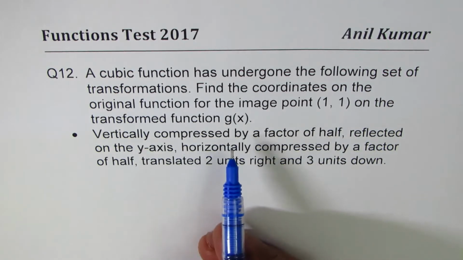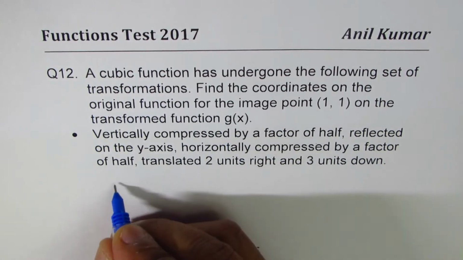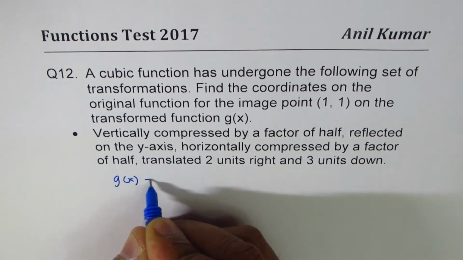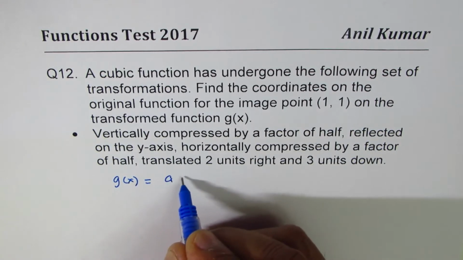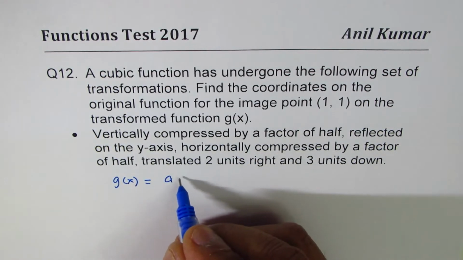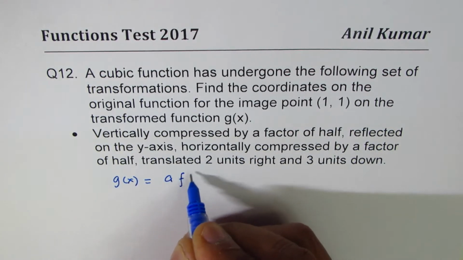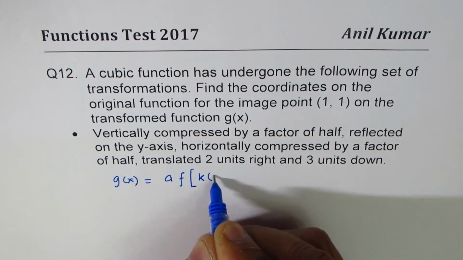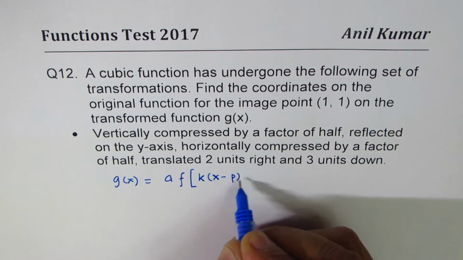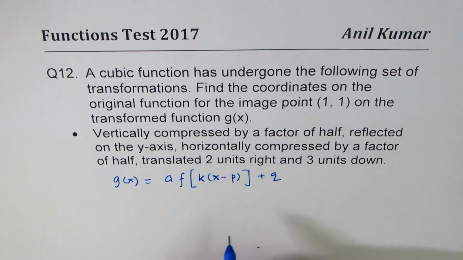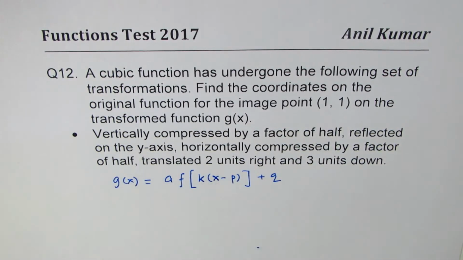So we have a cubic function. So g of x could be written as what? A transformed function, right? So it could be a general rule. Let's say f is your original function, a times f of k times (x minus p) plus q. Now let's write down the transformed function first and then we'll continue.